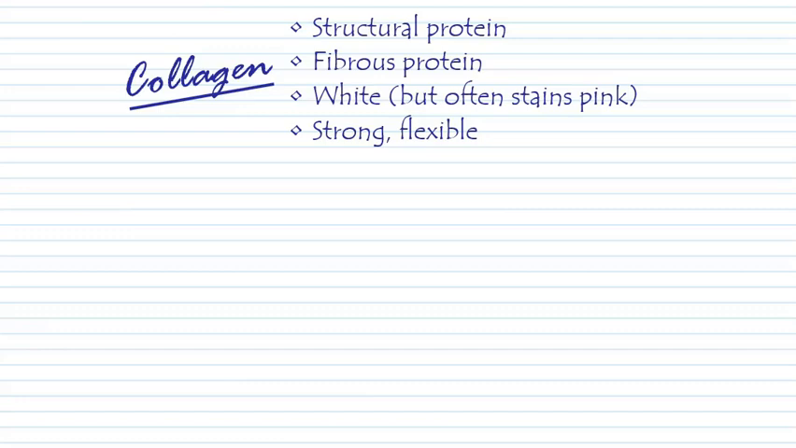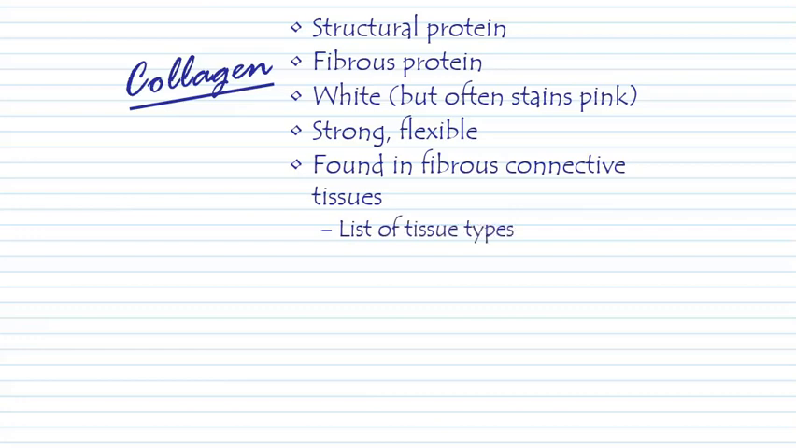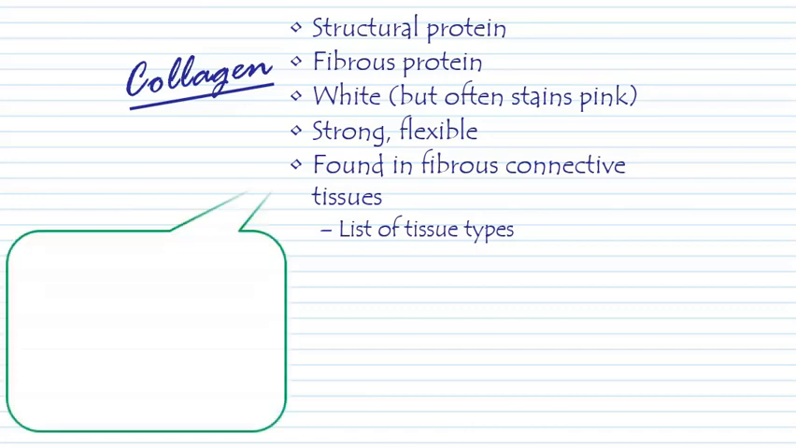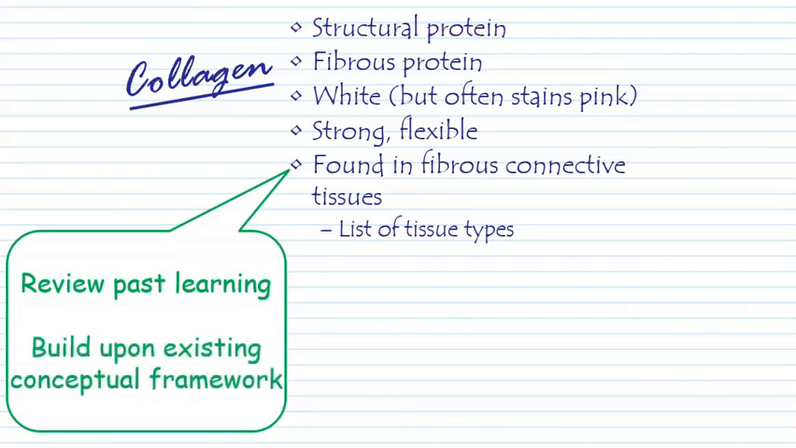And then as time goes on in the course, we're going to learn more and more things. So it's found in fibrous connective tissues. And you might want to list in your concept map the different kinds of tissues that it's found in. I didn't do that here just for the sake of space. But what you do when you get to that next topic and realize that collagen is coming up again and we're learning more about collagen, what that's forcing me to do is review my past learning. What do I already know about collagen? And then how do I build on that?